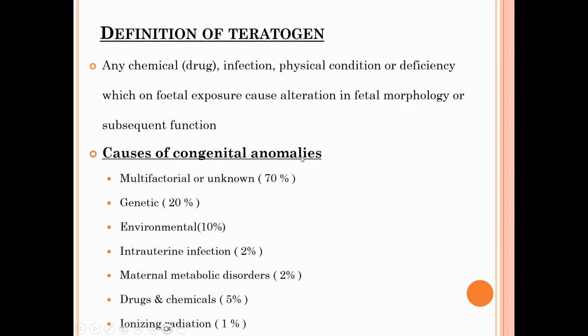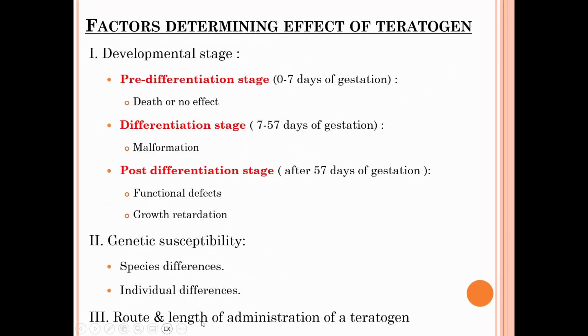What are the causes of congenital anomalies? Multifactorial or unknown in 70% cases, genetic in 20% cases, environmental in 10%. Environmental, for example, in hilly areas there is iodine deficiency, intrauterine infection, maternal metabolic disorder, drugs and chemicals, ionizing radiation. Okay, factors determining effect of teratogen: development stage.